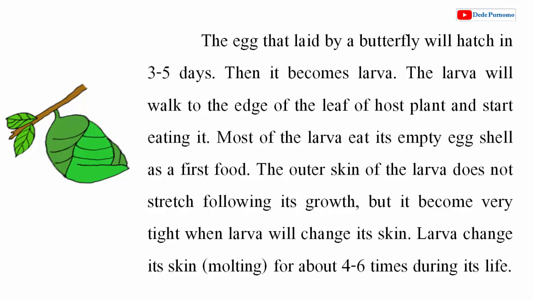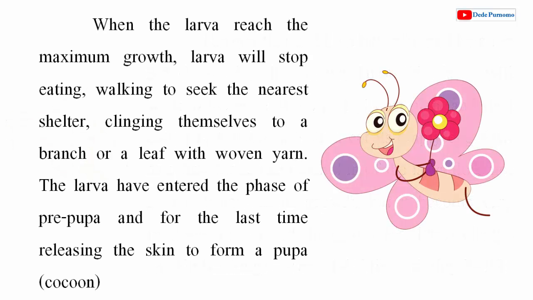Larva change its skin, or molting, about 4 to 6 times during its life. When the larva reaches the maximum growth, the larva will stop eating, walk to seek the nearest shelter, and cling itself to a branch or a leaf with woven yarn. The larvae have entered the phase of free pupa and for the last time release the skin to form a pupa or cocoon.